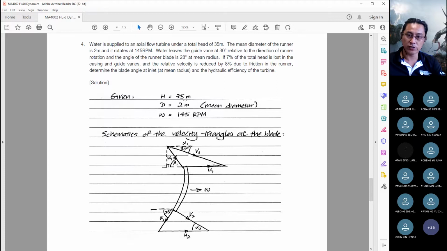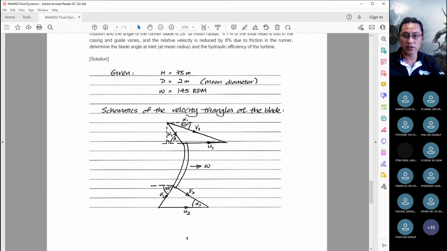We're given H equals 35 meters, D equals 2 meters, that's the mean diameter, and omega is 145 RPM. Now, if you draw the velocity triangles of a turbine blade, you realize that it's going to be a little bit different from that associated with a centrifugal pump or an axial pump. The velocity triangle at the outlet will still resemble quite similar to what we've seen for the centrifugal pump and the axial pump.